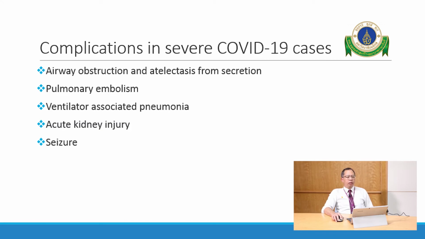The complications in severe COVID-19 cases: airway obstruction and atelectasis are very common. For pulmonary embolism, you need to monitor the oxygenation and may need to perform a CT scan to identify pulmonary embolism in the patients. Others are ventilator-associated pneumonia, acute kidney injury, and seizure.